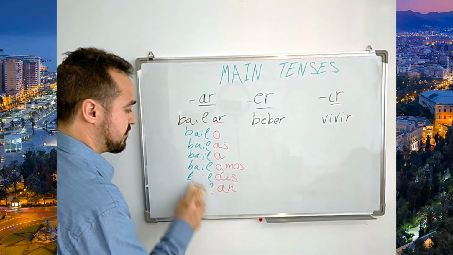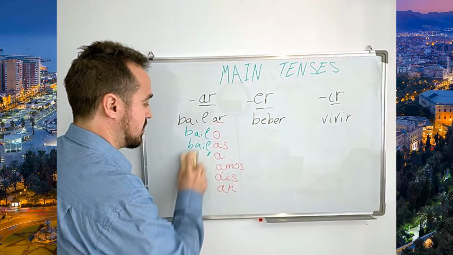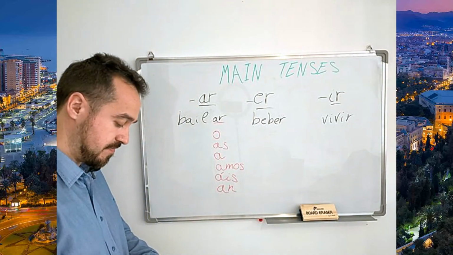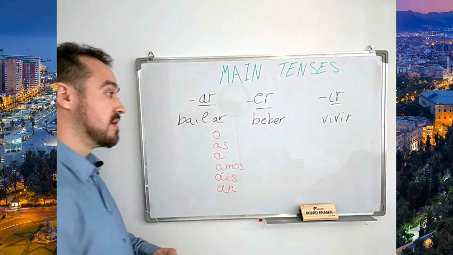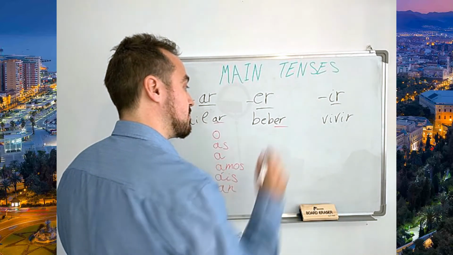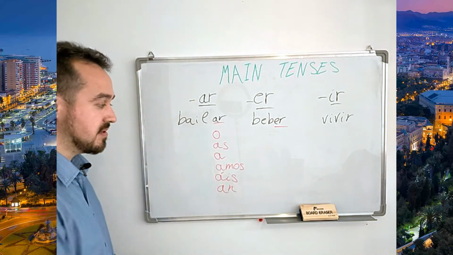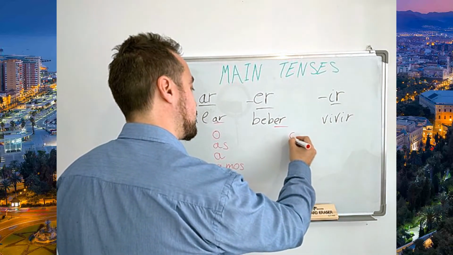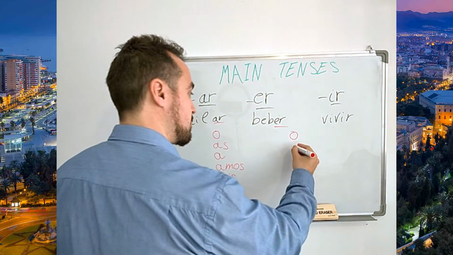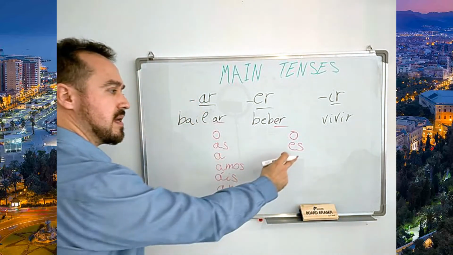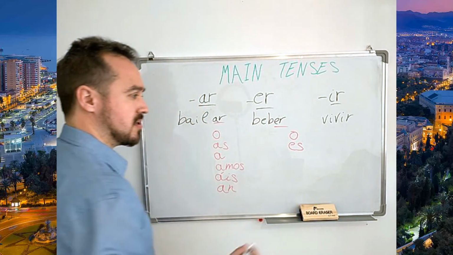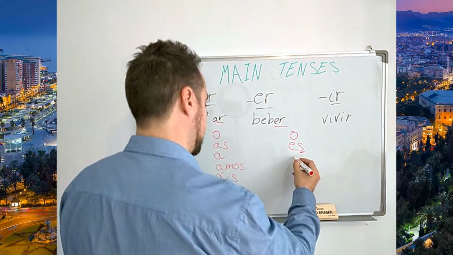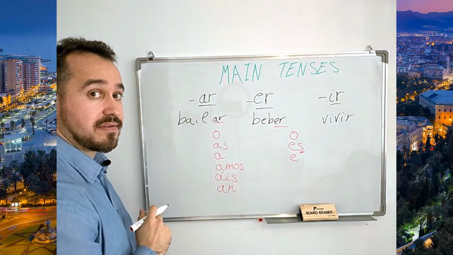Okay, I'm going to erase this. Now I have to drink, beber. It's the same. I'm going to remove this. I'm going to add something similar to this. Not quite the same, it's a little bit different. So, O, same. S, before it was as, so you still have this S. You just change the vowel. Now it's going to be a different vowel.